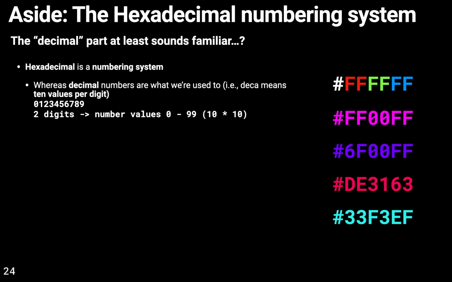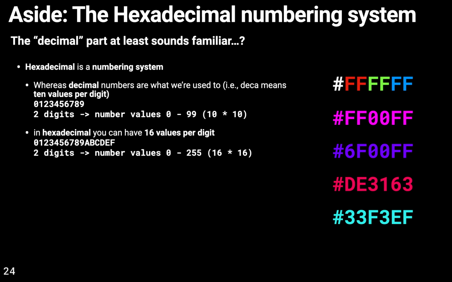So the deca means 10 in decimal, meaning 10 values per digit. 0, 1, 2, 3, 4, 5, 6, 7, 8, 9. 10 available values for each digit, right? Hexadecimal means 16 values per digit. So it goes from 0 up through 9 and then A, B, C, D, E, F, right? There's a lot of reasons why hexadecimal exists. It converts very cleanly to binary, which is sort of the natural language of computers.